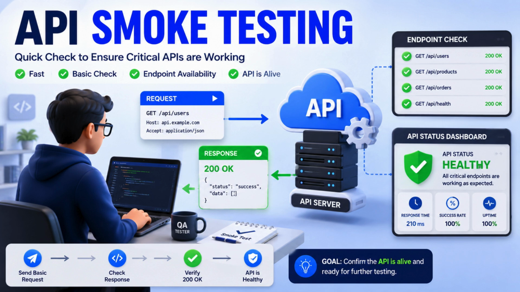First is smoke testing. API smoke testing is a quick check to confirm that the critical API endpoints are working and available. Testers usually send basic requests and verify responses such as 200 OK.